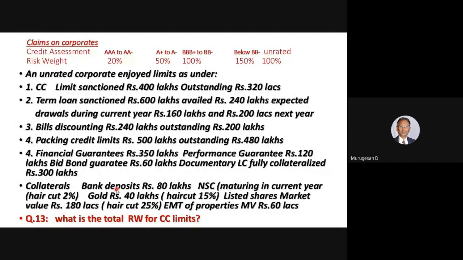The collateral you have to reduce, because collateral is nothing but approved securities. Bank deposit 80 lakhs, no haircut. You can note this down if you have a pen. Bank deposits have no haircut, because you will not lose anything. What is a haircut? Note down. Haircut is the likely loss or erosion in the value of a marketable asset while enforcing it. Understood? A house is a marketable asset, but can you always get 100 lakhs? No.